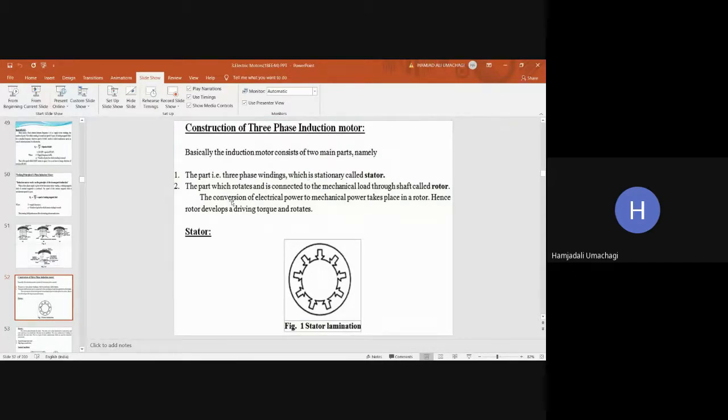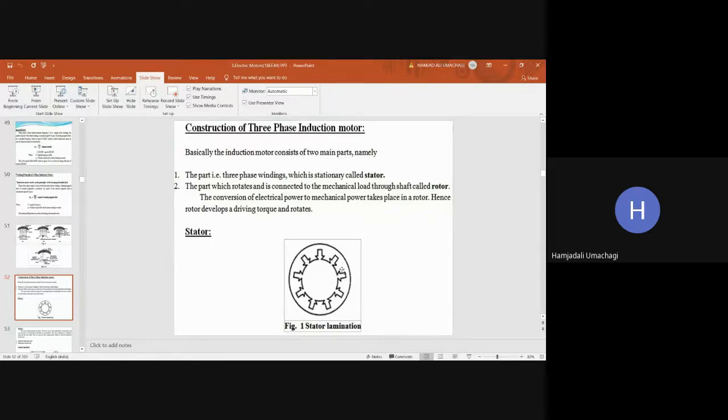Okay, then the conversion of electrical power to mechanical power takes place in the rotor. As I have told you, the armature input is electrical, and the movement of the rotor is the mechanical power. Where is it going to take place? Completely in the rotor part. Hence the rotor develops a driving torque and rotates. Whenever the conversion of electrical to mechanical power takes place in the rotor, the rotor develops a twisting force, which we call the driving torque, and because of that, the motor will start to rotate.